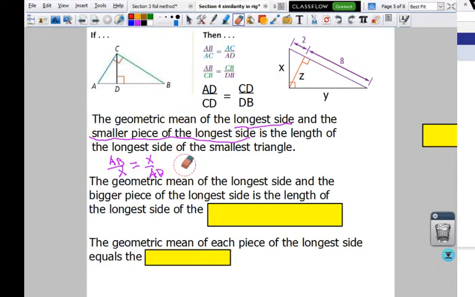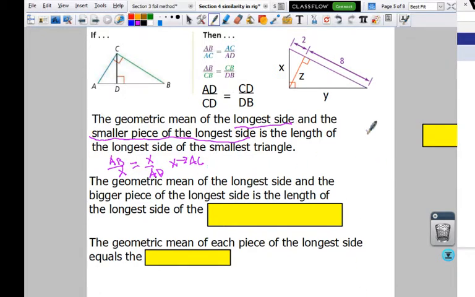When I find it, X is going to be exactly the same thing as the longest side of the smallest triangle. So it's going to be exactly the same thing as AC right there. So X will be AC. They form an interesting relationship.